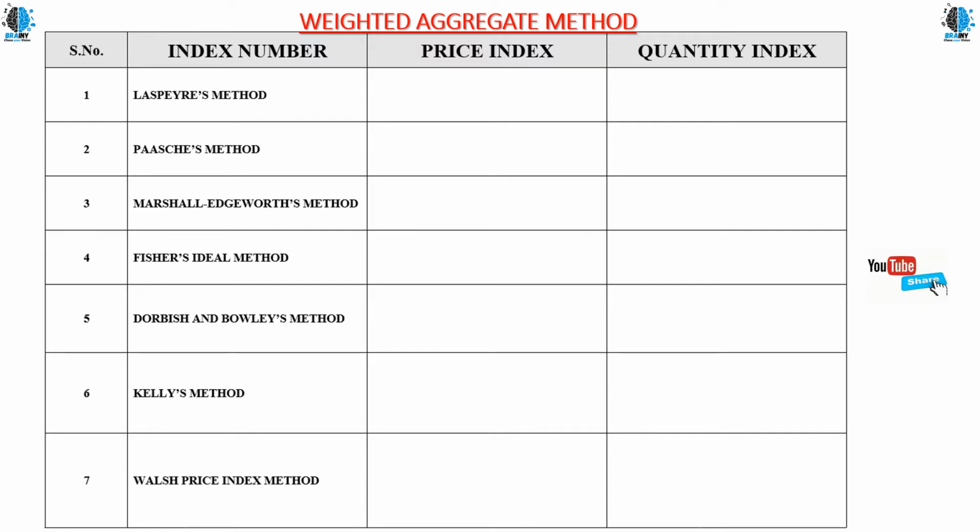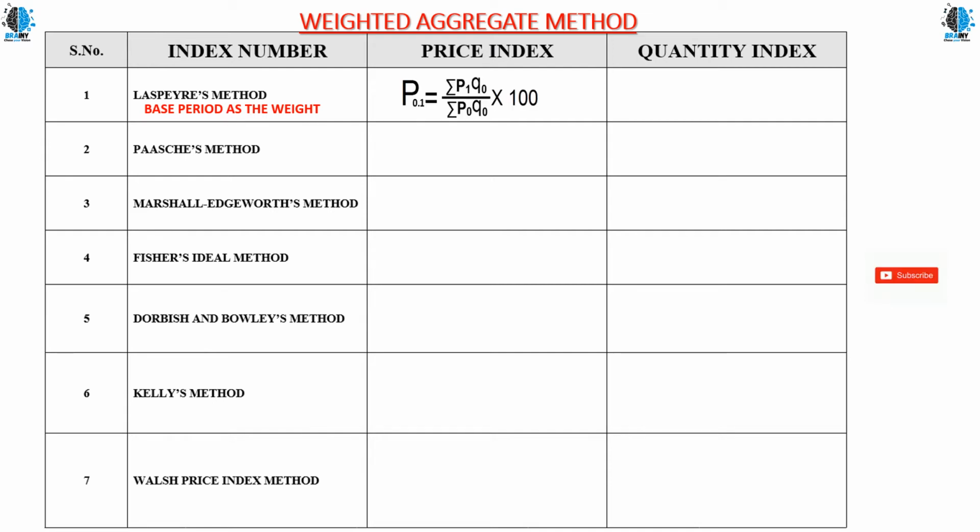The very first we have the Laspeyres. Here the author has given the weight to the base year. In price index we are giving the weight to the base year of quantity, and in quantity index we are giving the weight to the base year of price. So in price index we have to give the weight to the quantity, in quantity index we have to give the weight to the price. So here's the formula.